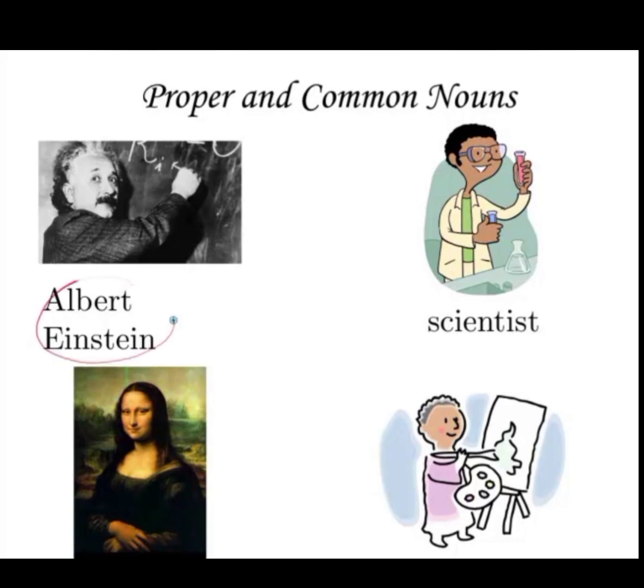Albert Einstein. One person, an utterly unique person, so you capitalize his name, Albert and Einstein, as opposed to scientist, which is the common noun version, could refer to any scientist. Similarly, the Mona Lisa is a painting, it's unique, so if you use a proper noun for it, you capitalize it, as opposed to just plain old painting, which could be any painting.